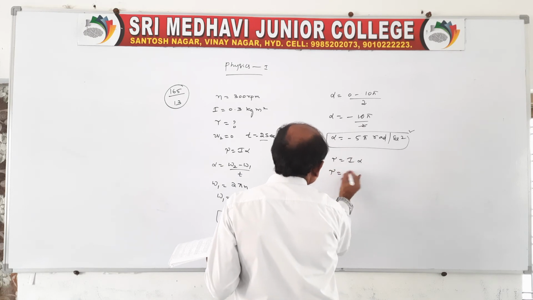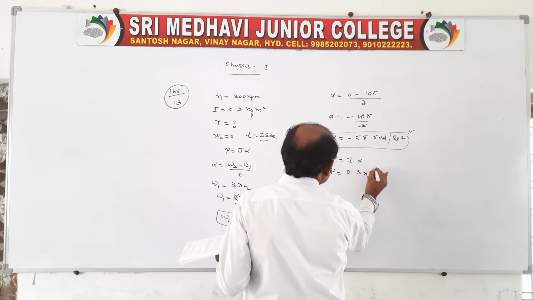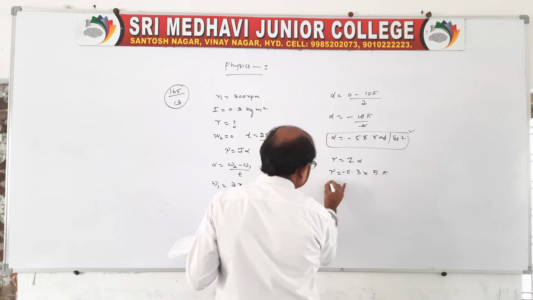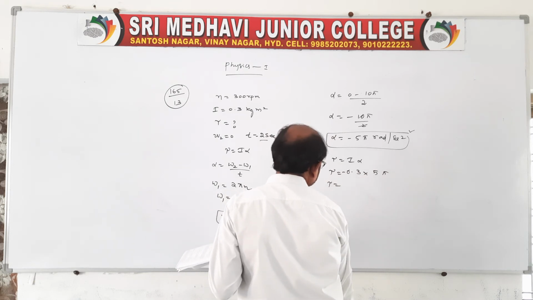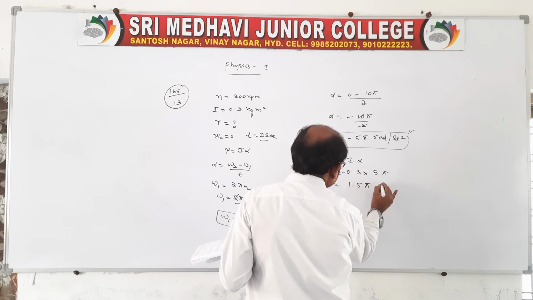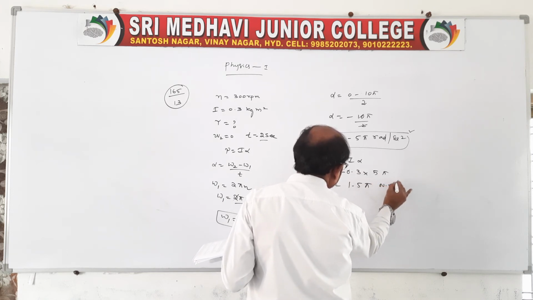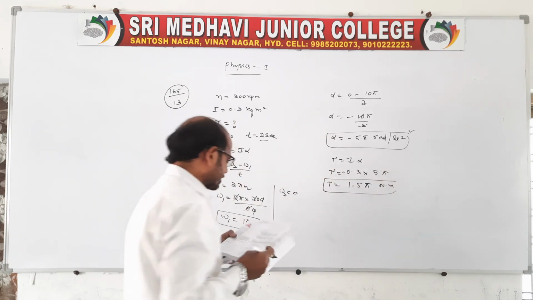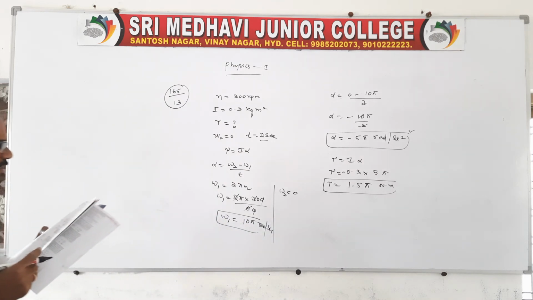So tau is equal to, I will be 0.3, alpha will be 5 pi. So 5 threes are 15, right? It is 1.5 pi Newton meter. Or if you want to substitute 3.14 also, no problem. Your wish.